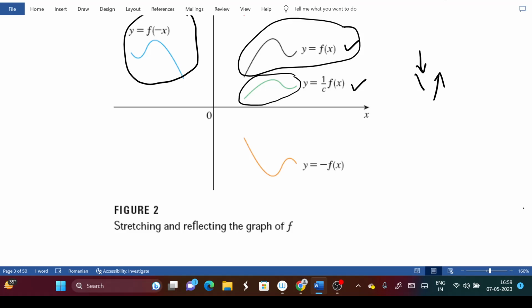Next is, here the whole function, observe this graph. The whole function I multiplied with minus 1. So what am I getting? How is the graph? Just its mirror image, where the mirror is along the x-axis.